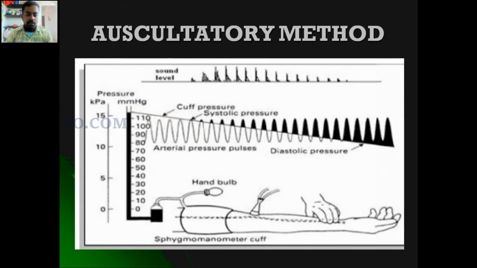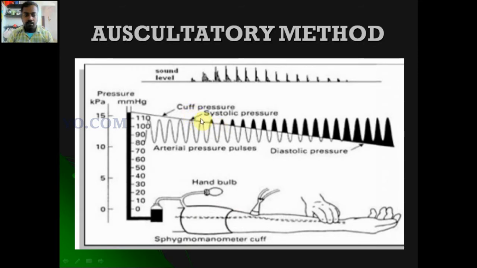Okay, right. So this is our cuff. This is our sphygmomanometer cuff. This is a hand bulb that fills the air into the cuff. It is connected to the mercury meter. Initially the air pressure is higher than the systolic pressure. Then they are slowly reducing the pressure here by using the valve. Then the pressure is reducing slowly.